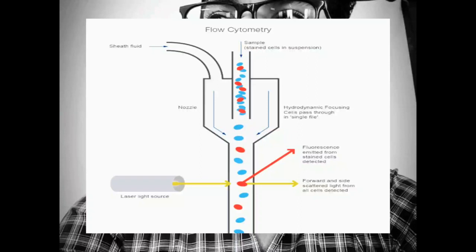Here you can see the laser light source. There is a laser beam coming, again green in color, and it is touching one cell, and this point is called the interrogation point. And the forward scatter, as you can see, the green line is the forward scatter, and SSC is the side scatter, happening along with the fluorescence emitted from the stained cells being detected.